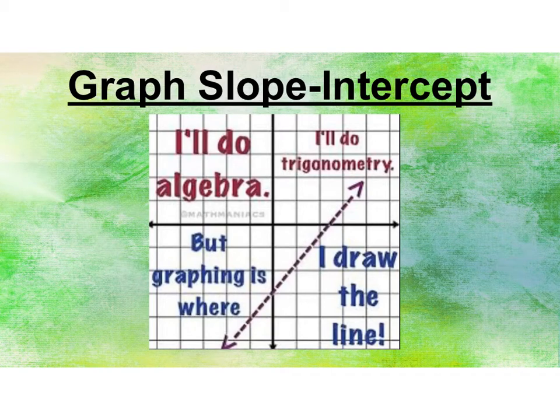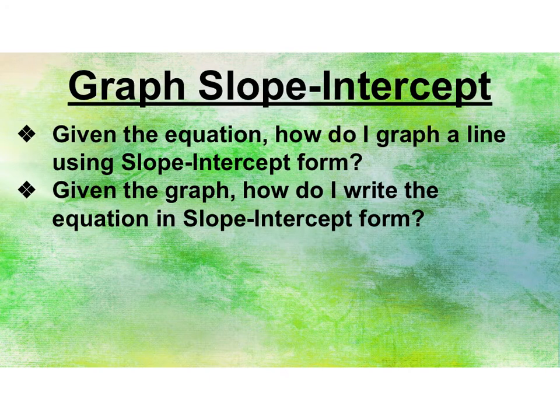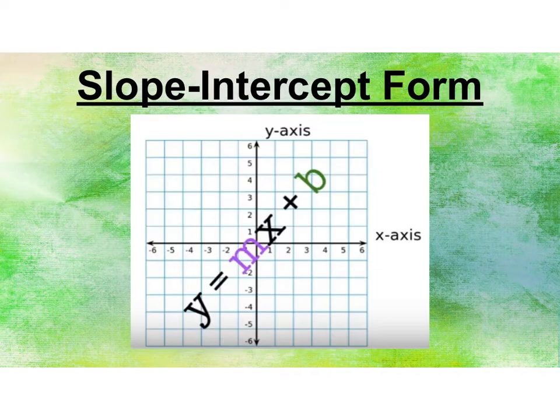Let's look at how we graph lines using slope-intercept form. We need to get ready, grab some paper and pencil, and we're going to go through 5 examples. Be sure to get the last slide into your notes. The questions we're going to concentrate on: if I'm given the equation, how do I graph a line using slope-intercept form? And the opposite, if I'm given the graph, how do I write the equation in slope-intercept form?